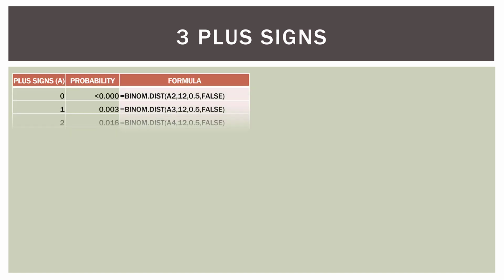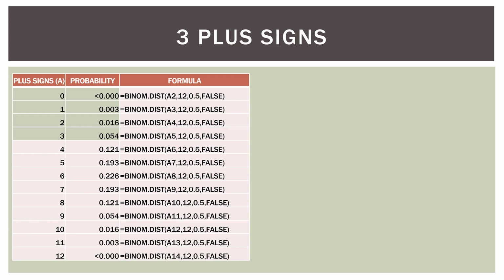So first, let's look at the 3 plus signs example. I'm going to walk through this step by step, so don't worry. So here is a table that I copied over from Excel. But I want to explain what each column is telling us. In the first column, which is column A, we have the number of plus signs that are possible. In the first case, we could have 0 plus signs. So we have negative signs all the way across, and that is technically a possibility.